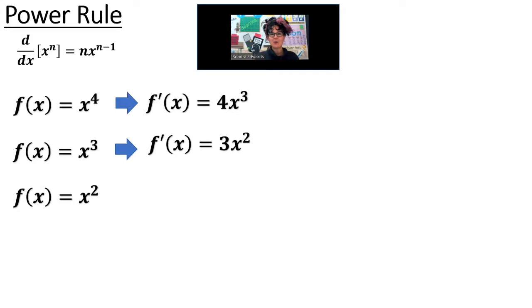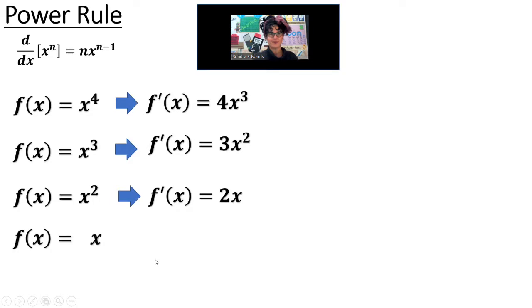Let's try it again. If I find the derivative of f of x, the exponent moves to the front and we subtract 1 off the exponent. So 2x and then to the first power. Now here you don't see the exponent, but we know that the exponent is 1. So if you move the 1 to the front, 1 times 1 is 1, and then subtract 1 off the exponent, that's 0. So we have 1x to the 0. Well, anything to the 0 power equals 1. So we're going to end up with 1 times 1, which is 1.